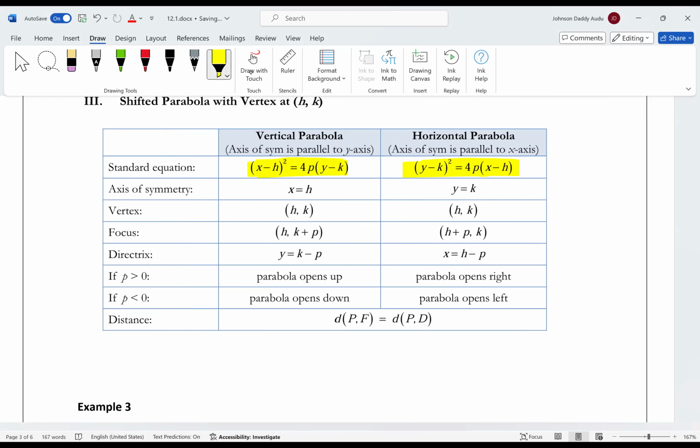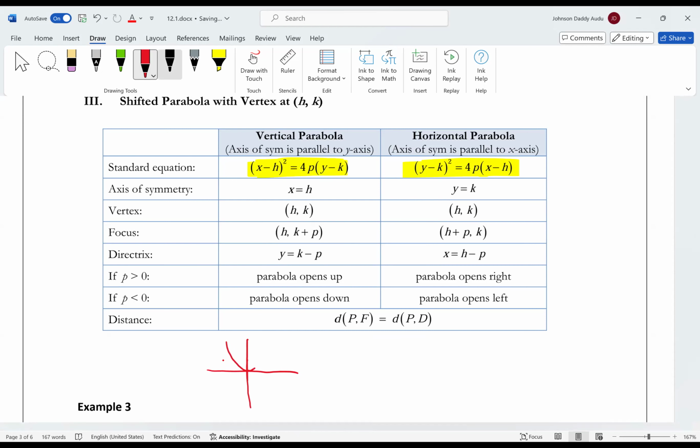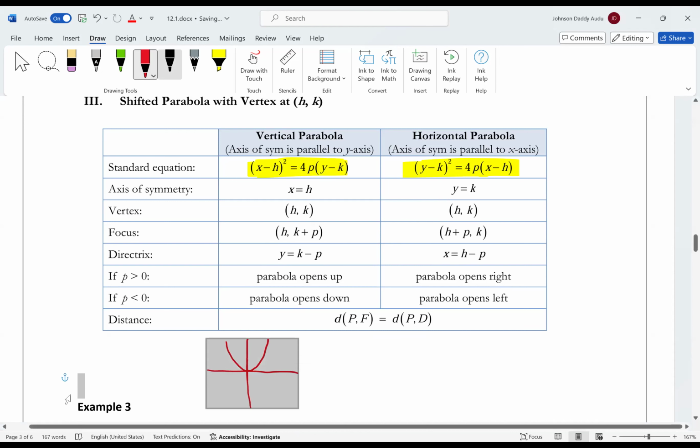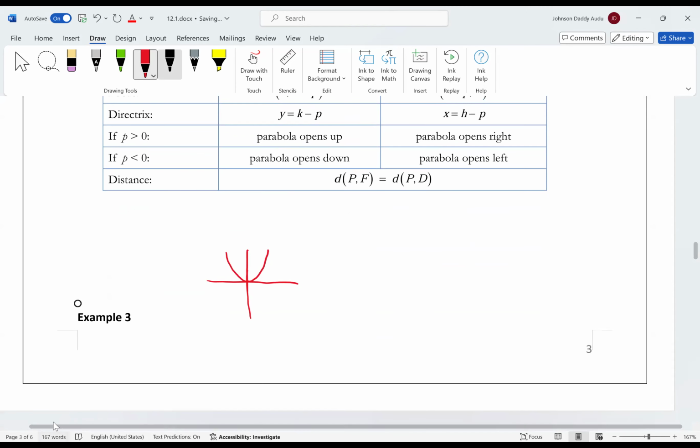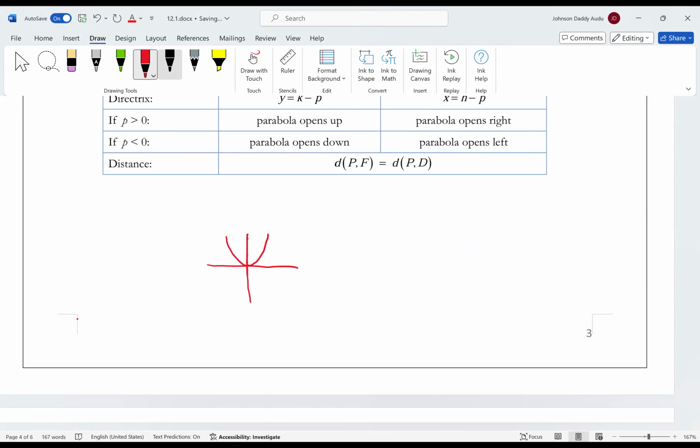Also, the axis of symmetry will also change. Let me just demonstrate a little. Remember the vertical one. If you're dealing with a vertical parabola, for example, something like this, you see this is when the vertex is at 0, 0. So if the vertex is at 0, 0, our line of axis of symmetry is this line, which is the line x equals 0.